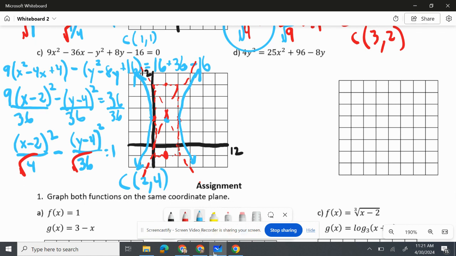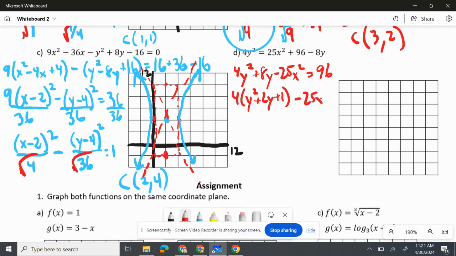Last one, what we're going to do is organize everything. So I have 4y squared plus 8y minus 25x squared is equal to 96. Then I'm going to factor out a 4, so that gives me y squared plus 2y. I'm going to divide it by 2 and square it, so that gives us a 1 minus 25x squared, and then equals 96 plus 4.